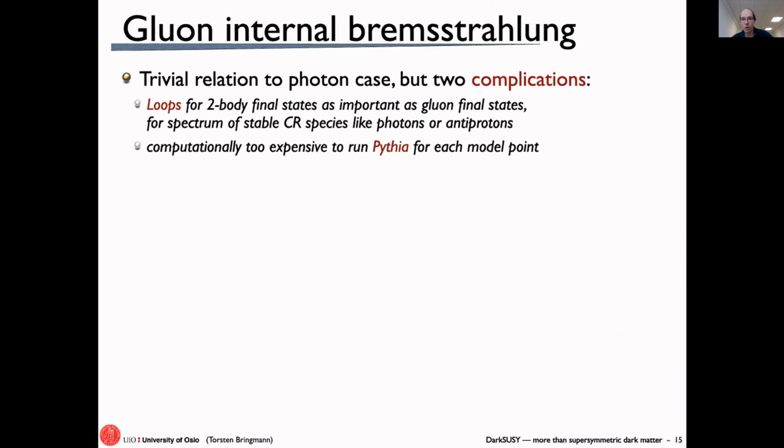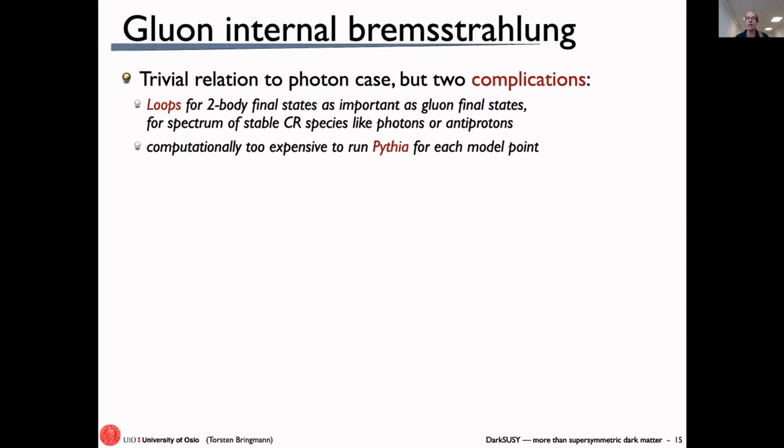So for gluons, we have in principle the same thing. Yeah, so in a sense, it's a trivial relation to the photon case. But there the problem is that if you have a quark-quark gluon final state and just a quark-quark final state, we don't observe the gluons directly as in the case of photons. Yeah, so in the end, we still have to use Pythia to hadronize these final states and then look at the resulting spectra.